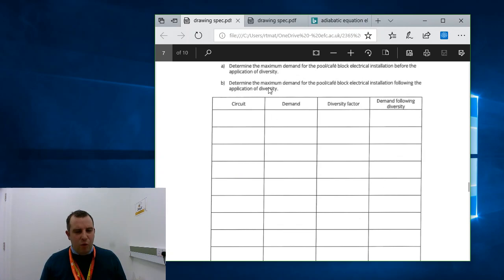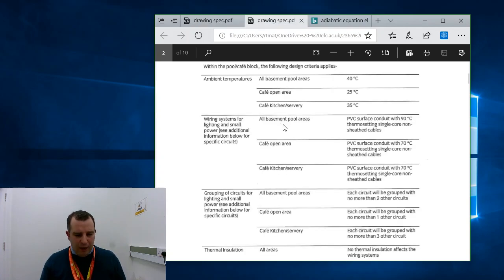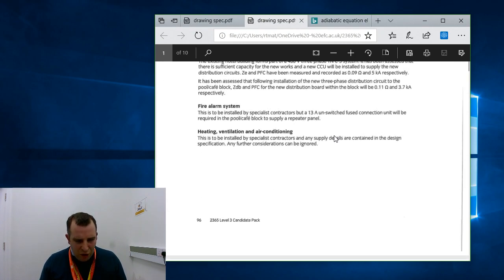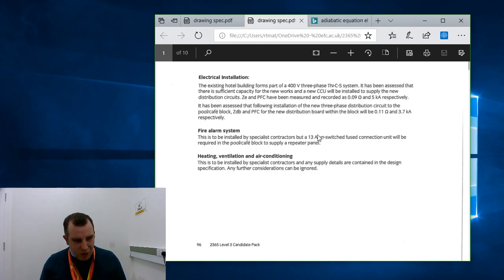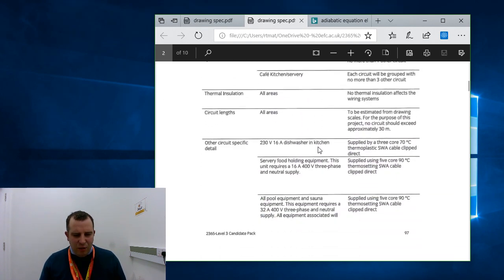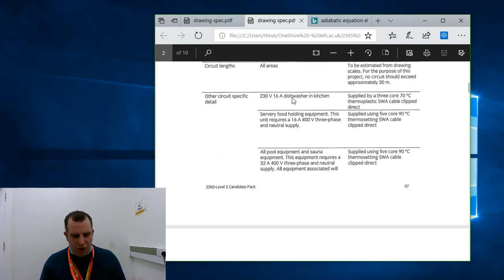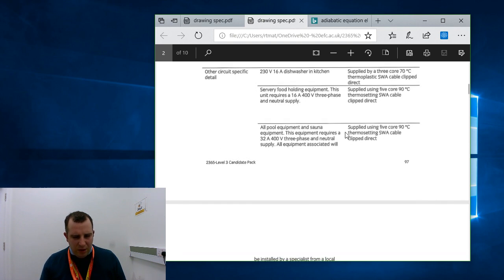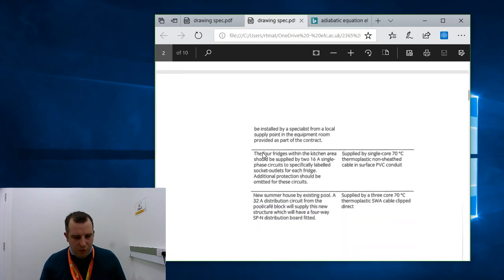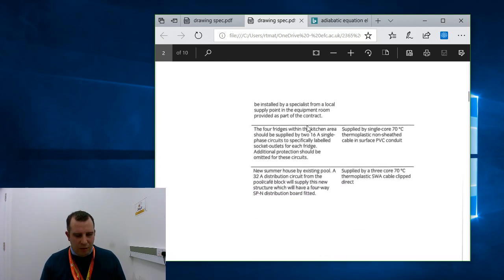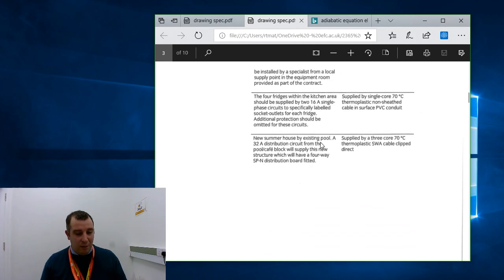Once you've done that, you also need to think about going through the spec. When you go through the spec, there are odd things within it, like this 13 amp unswitched fused connection that you need for the alarm panel. Suddenly they sort of appear in it, and it's not particularly in a great way. You do get this dishwasher circuit, you do get the servery unit 16 amp cable. We do get this 32 amp supply cables, and it tells you how they're installing them. It tells you about the 4 fridges that we talked about earlier and 2 16 amp supplies, and it talks about a summer house that's being fed off the circuit.